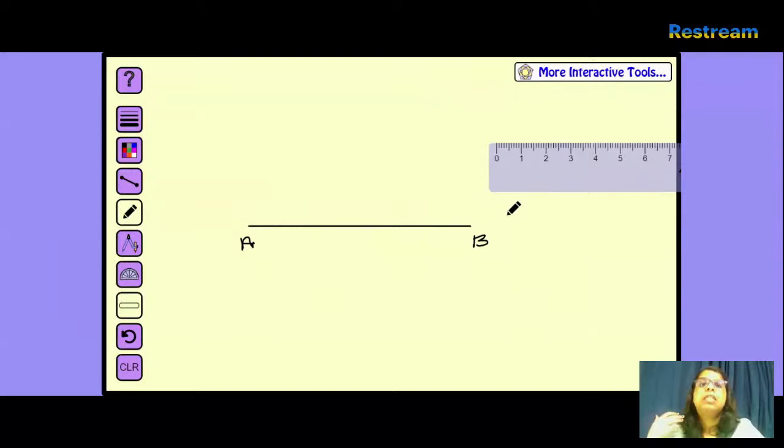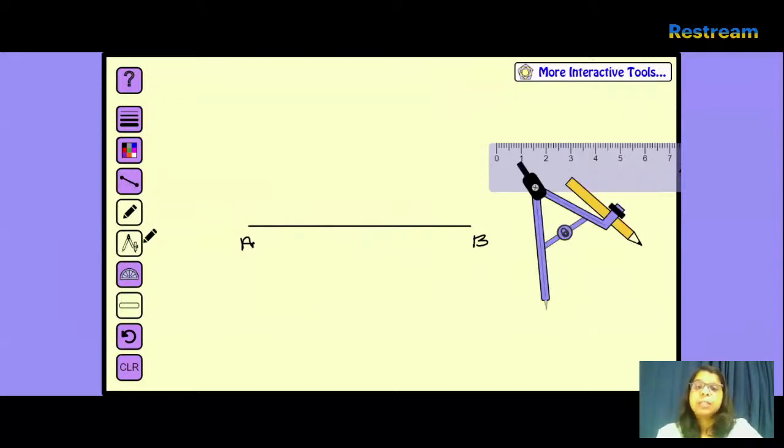Naming the points is completely optional. If they have given you that line AB's length is 9 centimeters, of course you'll have to name it. But if they have said a line is 9 centimeters, naming the line is just optional. I am doing this because it is easier to explain.